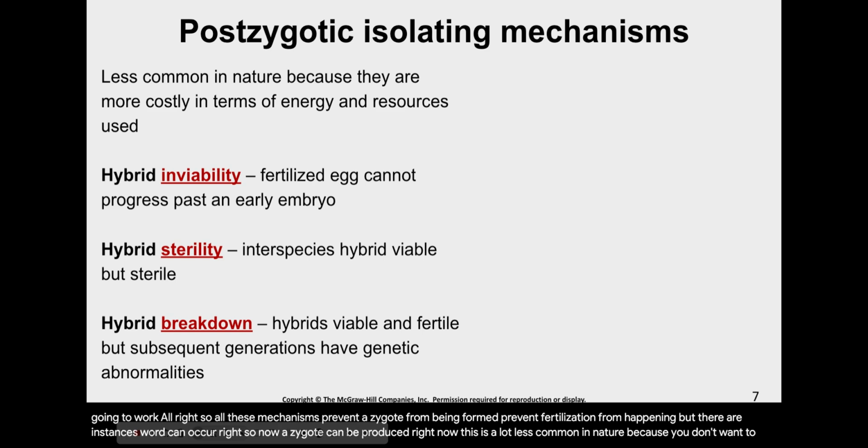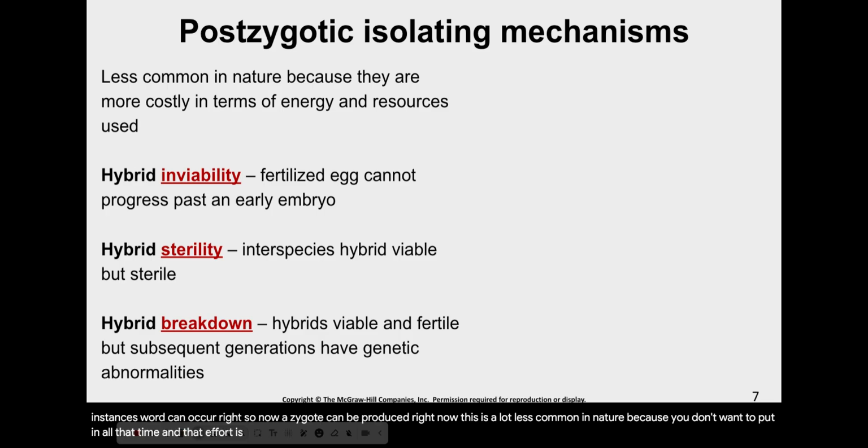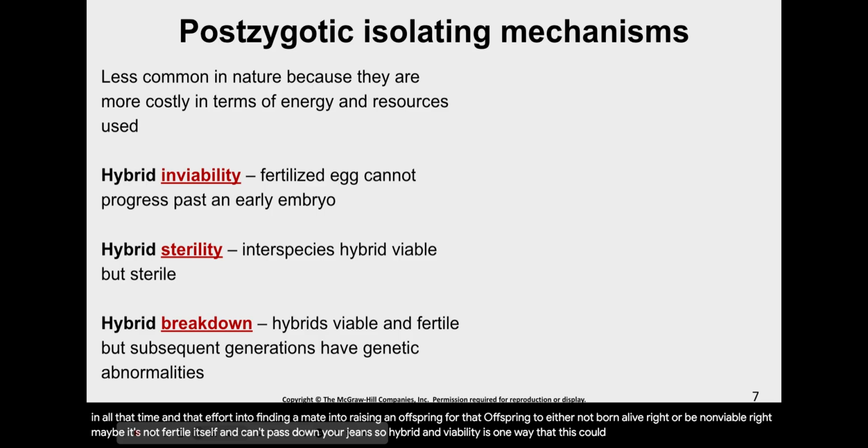Because you don't want to put in all that time and that effort into finding a mate, into raising an offspring, for that offspring to either not be born alive, or be non-viable. Maybe it's not fertile itself and can't pass down your genes, right? So hybrid inviability is one way that this could occur.